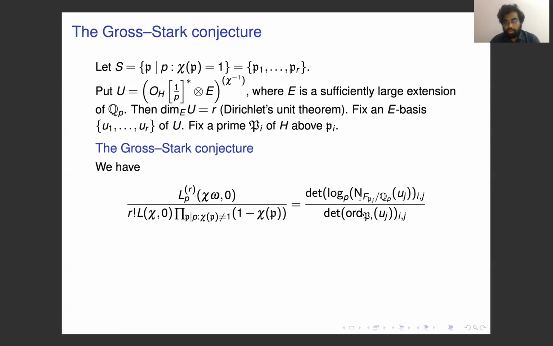So this u_j lies in F sub Pi. I take the norm from F sub Pi to Q_p, and then I take the Iwasawa logarithm of this, the Iwasawa periodic logarithm. And I do this for all j from 1 to r, and for all i from 1 to r. I get an r by r matrix.